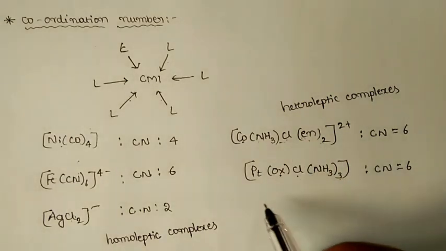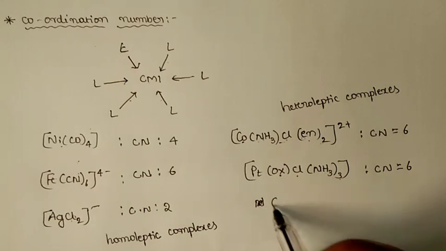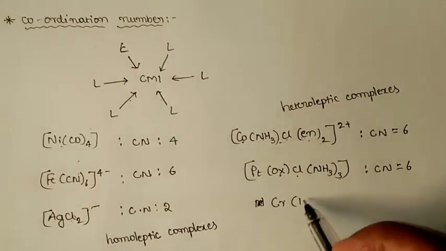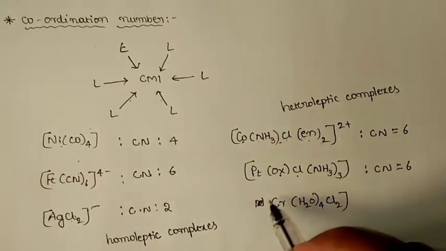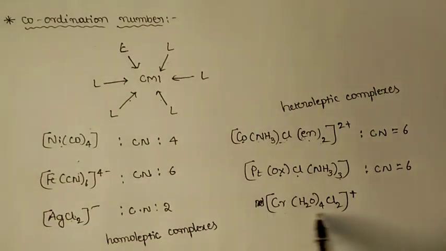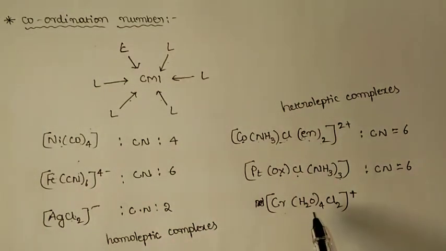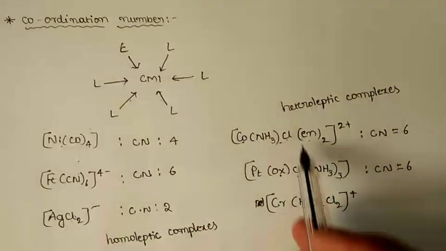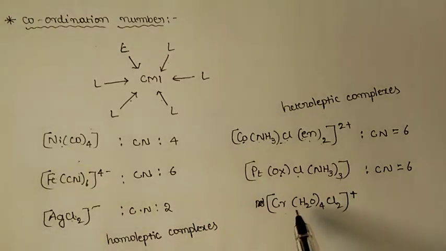And we shall give one more, say Cr, H2O 4 times, Cl2 with 1 positive charge. Once again we have a complex cation. So here we got complex anions, and here we have complex cations. I am giving examples for heteroleptic complexes. These are homoleptic and these are heteroleptic complexes.